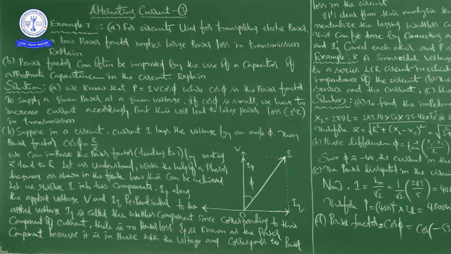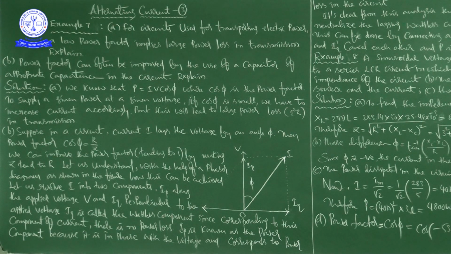I will repeat once again, because important points are present here and we have to understand clearly. Since in a circuit current I lags the voltage by an angle phi, the power factor cos phi is equal to R by Z. Now we can improve the power factor, tending to 1, by making Z tend to R.